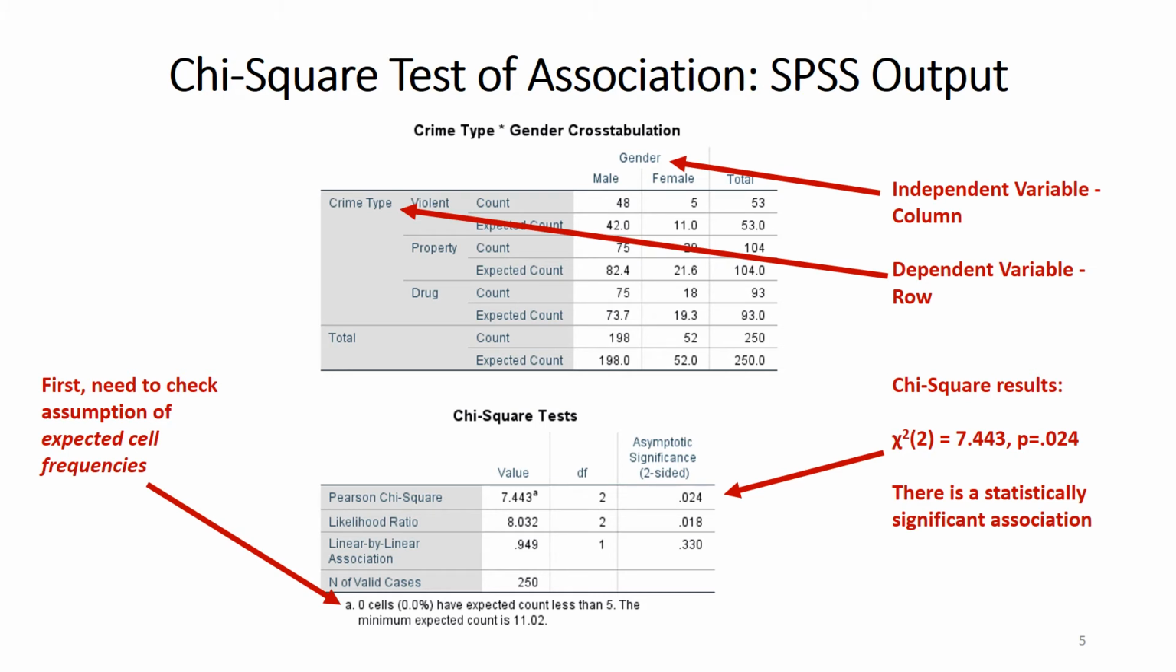So what we have on this particular slide are two of the key elements of the chi-square test of association, the output that SPSS produces. The top table that is produced says crime type by gender cross-tabulation. This contains the exact same information that we saw on the previous slide. The only thing that I've changed is which variable encompasses the rows and which variable encompasses the columns. I did this once for display purposes, but also to show you that the overall outcome will be the same.